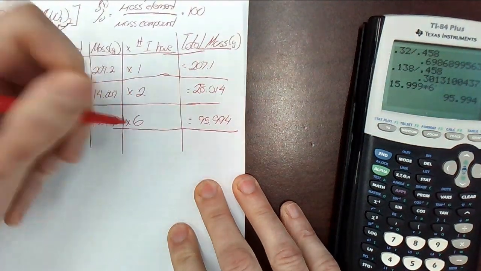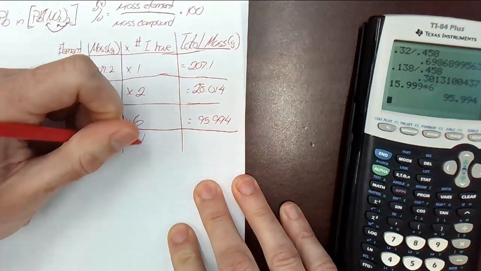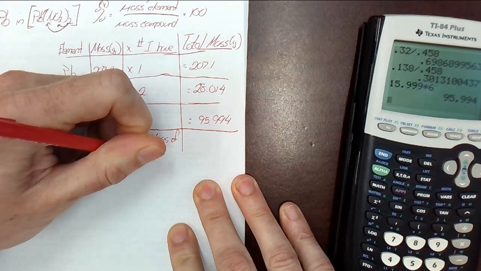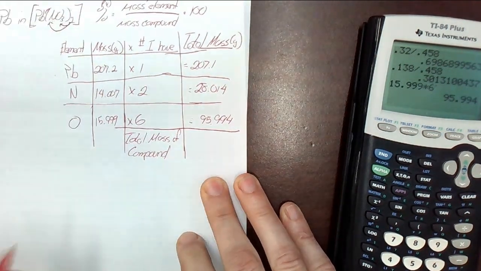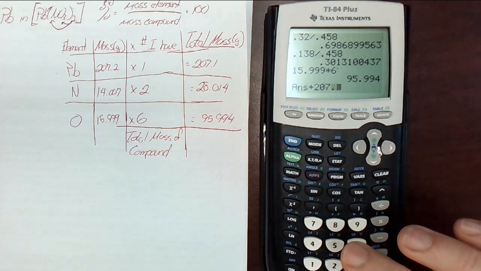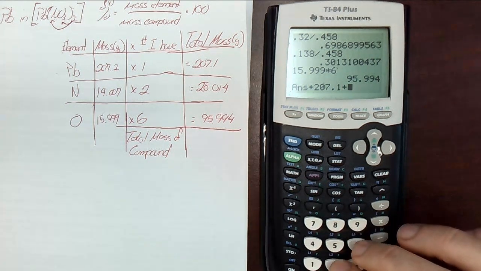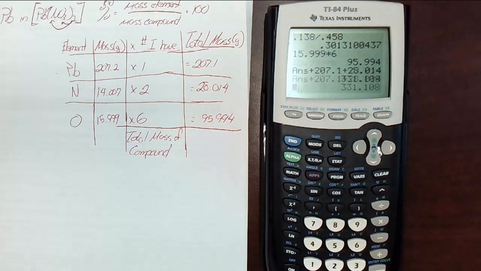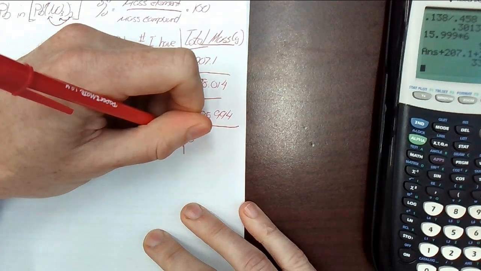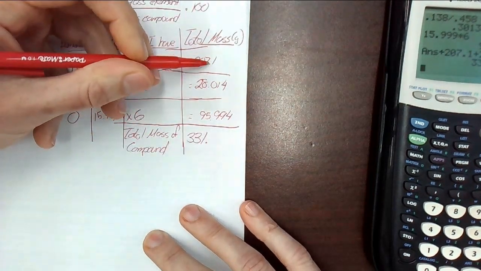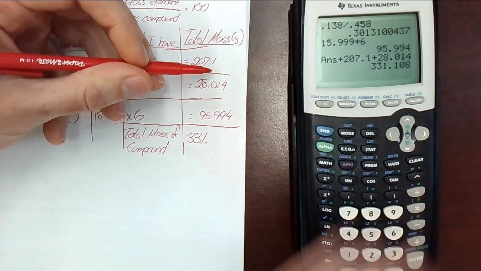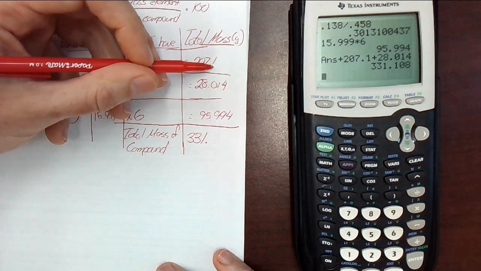So now we're going to go ahead and add these up. So the total mass of the compound. And again, if you're doing this in the spreadsheet, this would just be the sum here. So that plus 207.1 plus 28.014. So 331.108. Remember, when we add significant figures, we have to round. We're only looking at the number of decimal points. So we want the fewest number of decimal points. So in this number, I have only a single decimal.